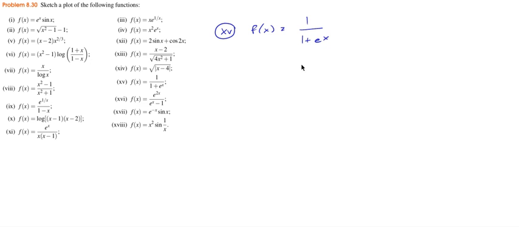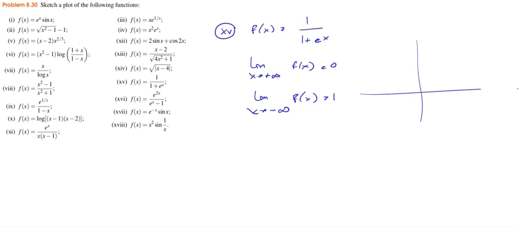Then part 15 is f equals 1 over 1 plus e to the x. This is never going to be 0, always positive. Now we're interested in the limits when x goes to infinity. The limit when x goes to plus infinity is 0. The limit when x goes to minus infinity is 1. So you have two asymptotes, y equals 1 and y equals 0. Now at 0 this is going to be 1 half, okay, so it's like this.